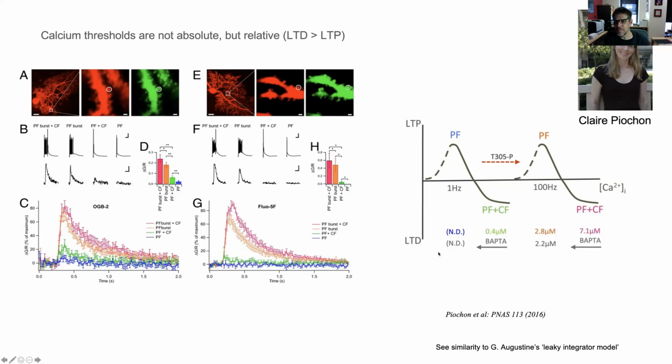Actually, we measured the absolute calcium concentrations here, just to give you a picture. The 100 Hertz protocol, parallel fiber and climbing fiber, the LTD condition, leads to 7 micromolar in the spine. And the 1 Hertz protocol, the single pulse LTD, gives you only half a micromolar. So that is the range of calcium concentrations in a spine that is still LTD promoting. And the reason for that is that the thresholds do slide.